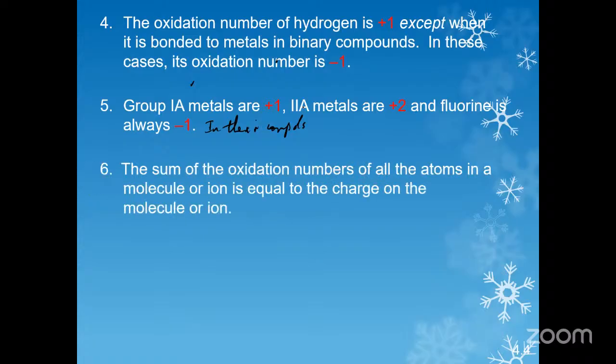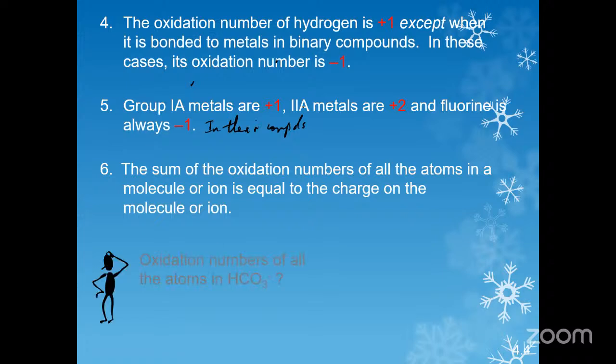The sum of the oxidation numbers of all atoms in a molecule or ion is equal to the charge on that molecule or ion. And this rule is helpful for determining the oxidation number of certain elements that you cannot determine based on the previous rules, right? And I think I have an example lined up here, right?